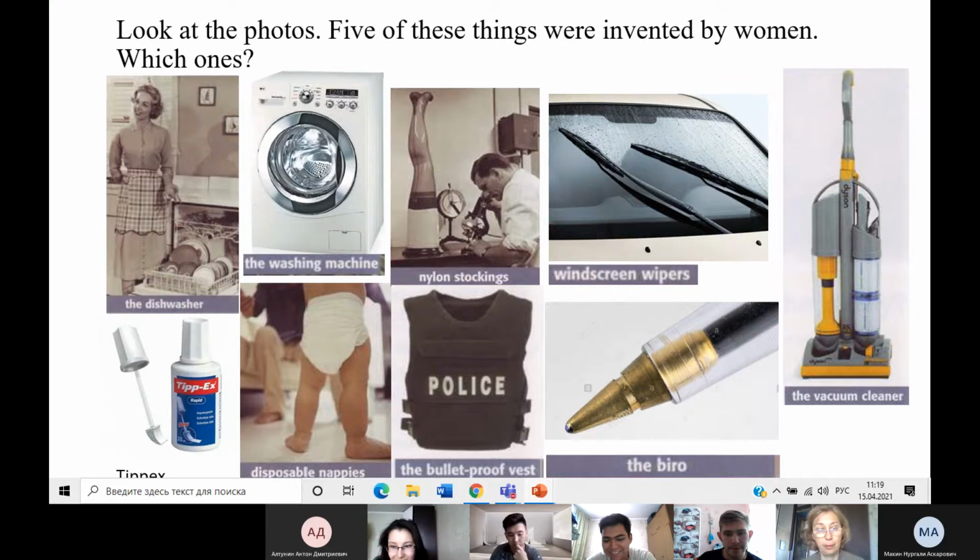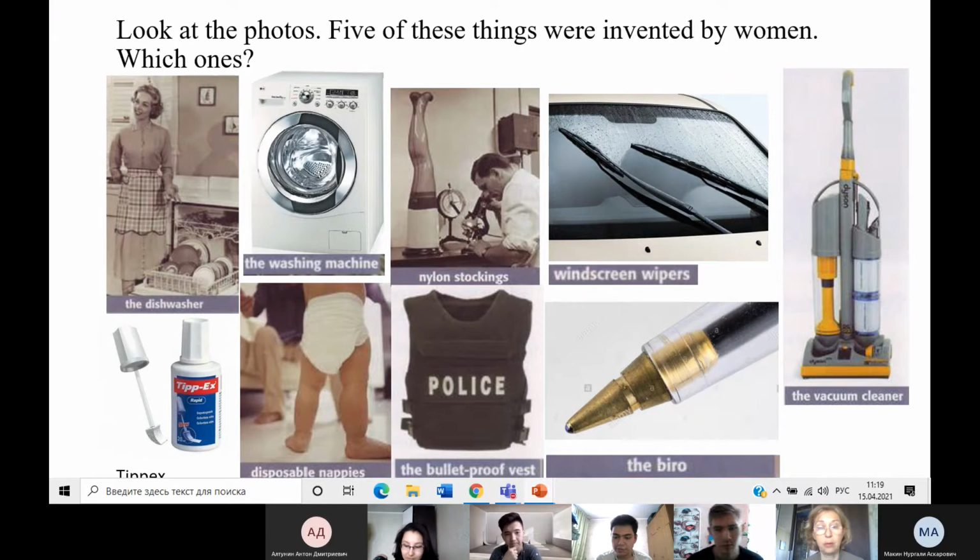Bulletproof vest. So you are just laughing at this. Bulletproof vest. What's the Russian for this? Бронежилет. Бронежилет, yes. And the bureau. Или бюро. The bureau. The bureau. Do we understand what the bureau is?